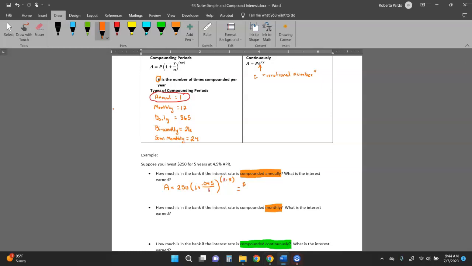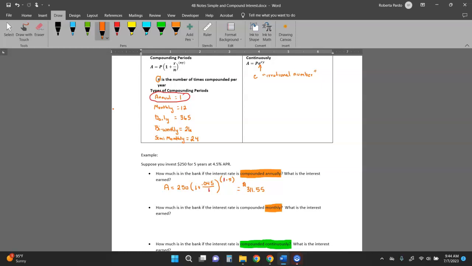So $311.55. Now, if you have a graphing calculator, depending on the graphing calculator, you don't necessarily have to have those parentheses, but it's always just good practice to go ahead and use the parentheses, and then you don't have to worry about making a mistake.